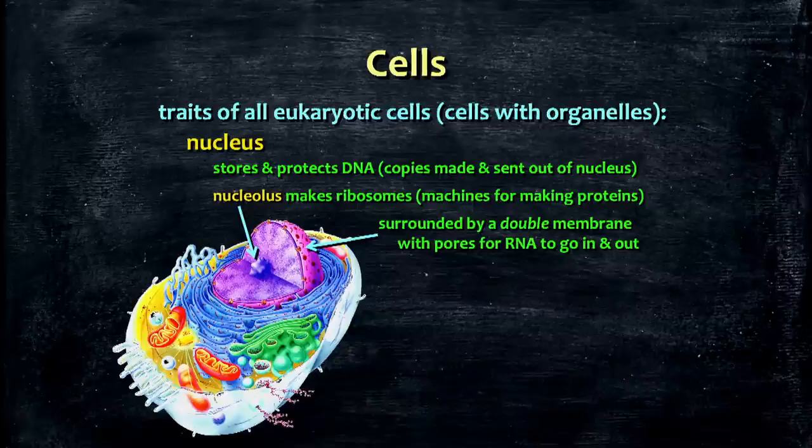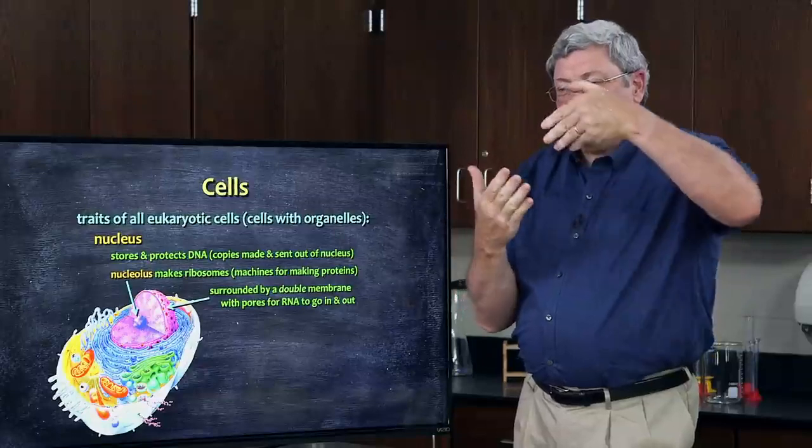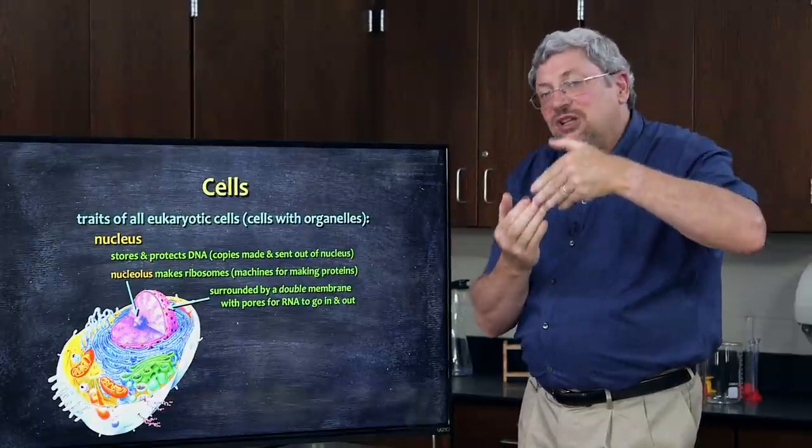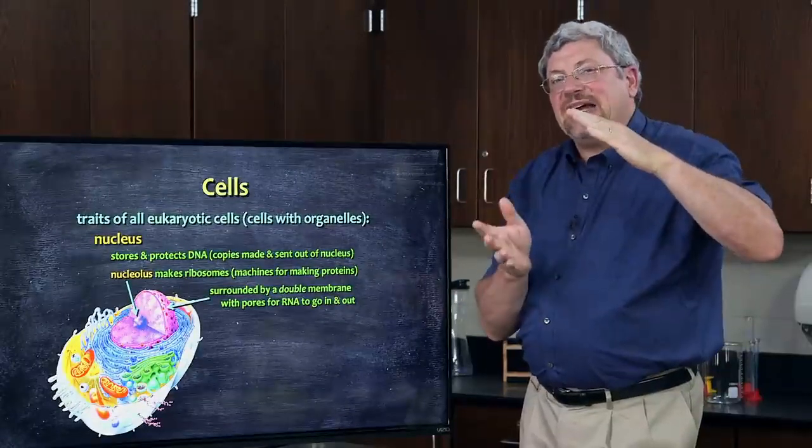The nucleus is surrounded by a double membrane. Now remember, a single membrane is a phospholipid bilayer. It's got the phospholipids with their feet together, and each layer is a phospholipid bilayer.